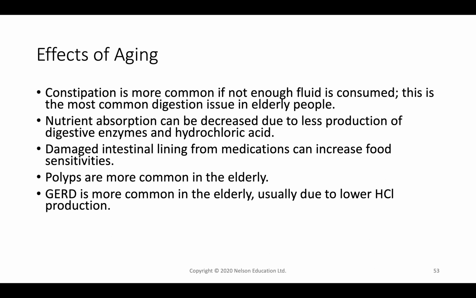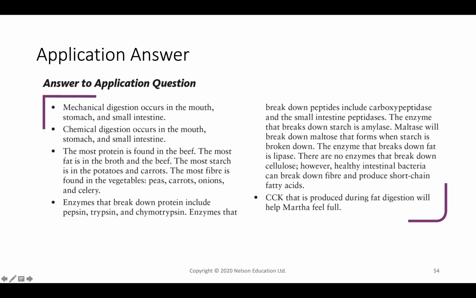Okay, so some of the effects of aging. As we get older, our digestive tract stops working as well as it did when we were younger. And as we get older, constipation is something that can be an issue for elderly people, especially if not enough fluid is consumed. And we can end up with problems with nutrient absorption. So we need to have a higher nutrient content in a lower calorie diet. And they can have problems with intestinal lining being damaged. We just show you some images of that. Polyps can occur, and esophageal reflux disorder is also more common in the elderly.